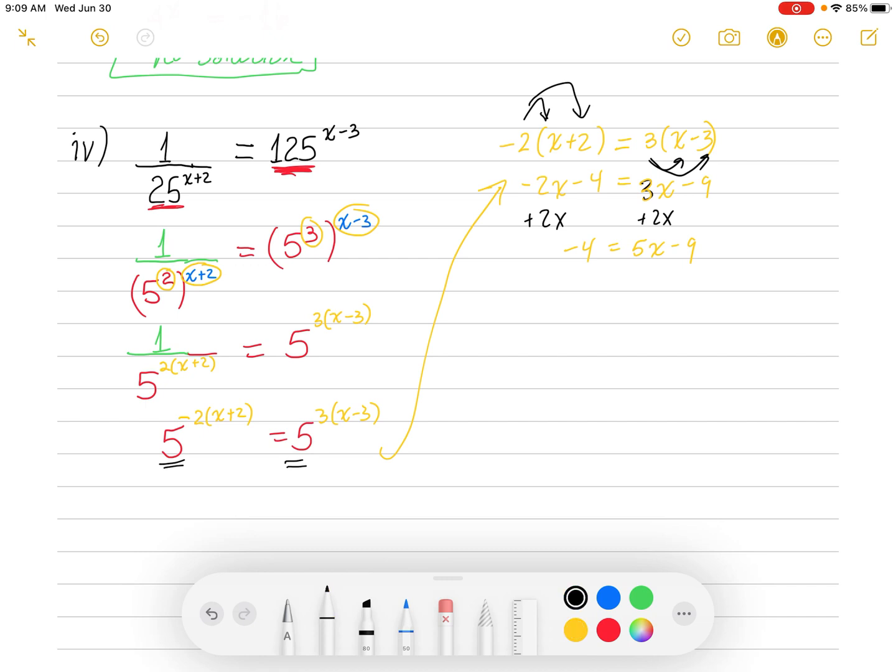So if we wanted to solve for x, we would add 2x to both sides. And we'll get negative 4 equals 5x minus 9. And we'll add a 9 to both sides. So on the left side, negative 4 plus 9 is 5, equals 5x. And then just divide both sides by 5. The 5's cancel on the right, and you get x equals 1. So 1 is the solution here.